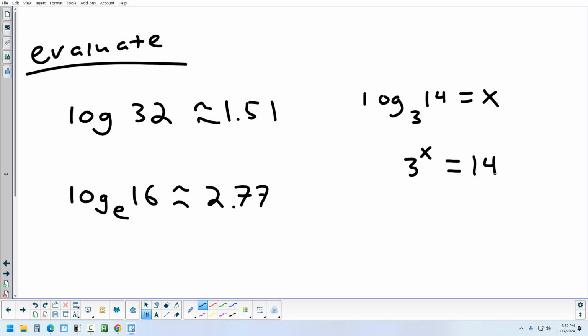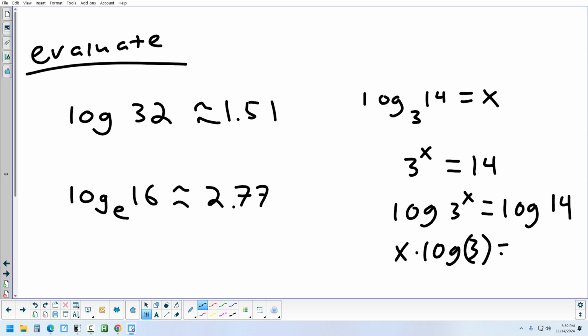It would be great if we could somehow get rid of that as an exponent. And we can, but what do we have to do? Yeah. Take the log of both sides. And now that we've taken the log of both sides, what can we do with that x? Yeah, Lauren. Move it to the front. So now you have x log 3 equals log 14. And now to get x by itself, what would we do? Matt? Divide by log of 3. Yep, divide by log of 3.